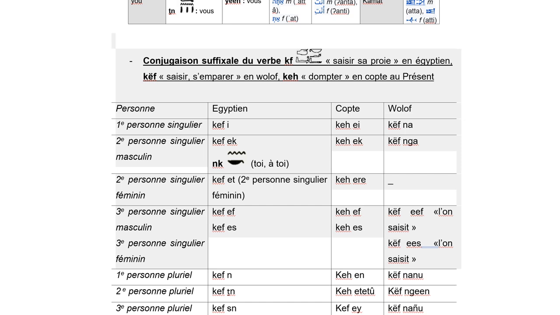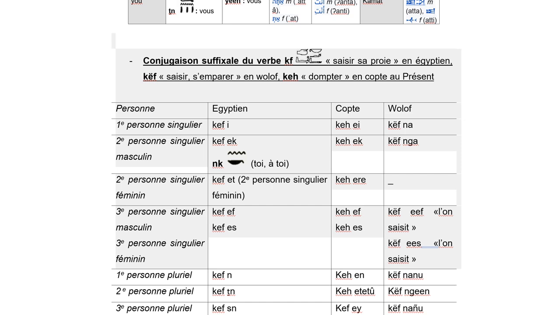You see, you have kefi in Egyptian, which means I say. The suffix i is after the radical of this verb. In Coptic you have keche. In Wolof you have kefna. In the second singular person we have kefek, but we have mke, which means in Egyptian to you. Kefek in Coptic, in Wolof, kefnga, you see, this nka in Wolof is nga.